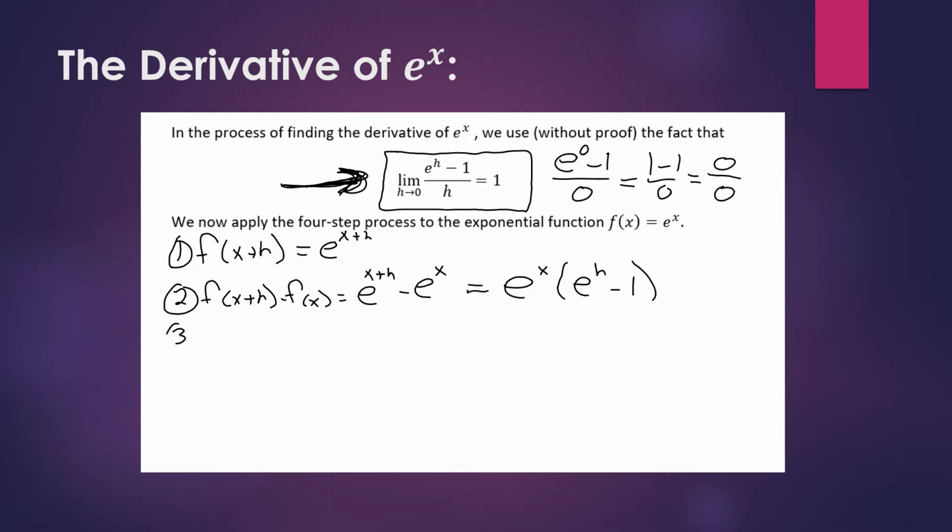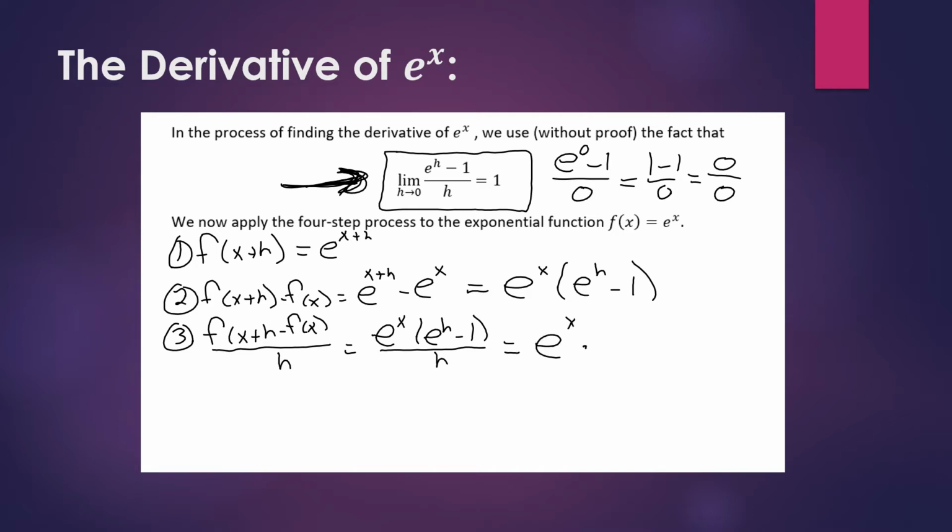So step 3, we're going to take f of x plus h minus f of x all over h, which is going to be e to the x times (e to the h minus 1) all over h. And then in our fourth step, we're going to take the limit as h approaches 0. But before I do that, I can pull this e to the x outside of the fraction, and I'll get (e to the h minus 1) over h.